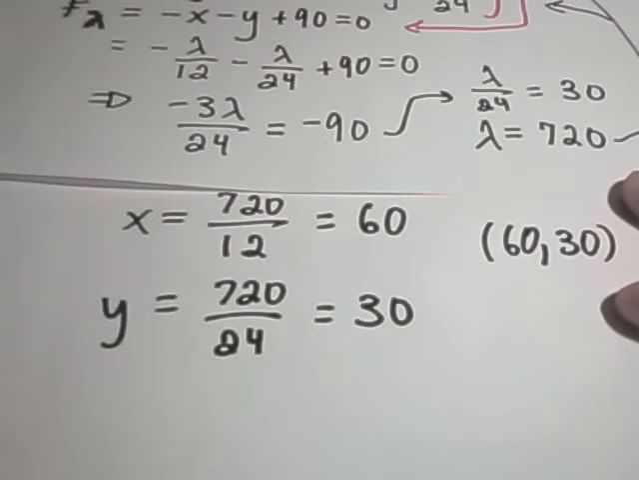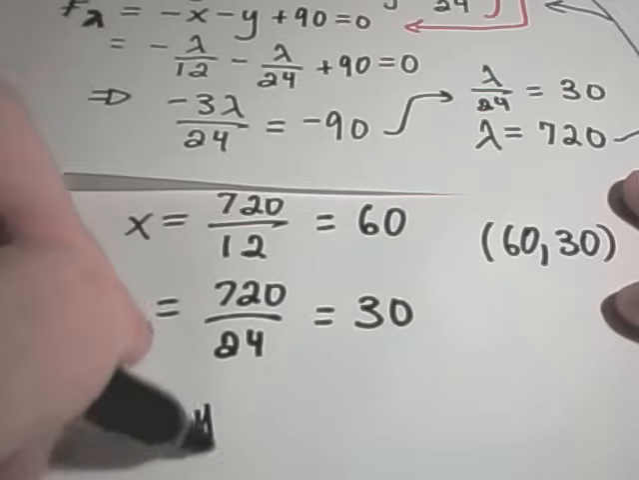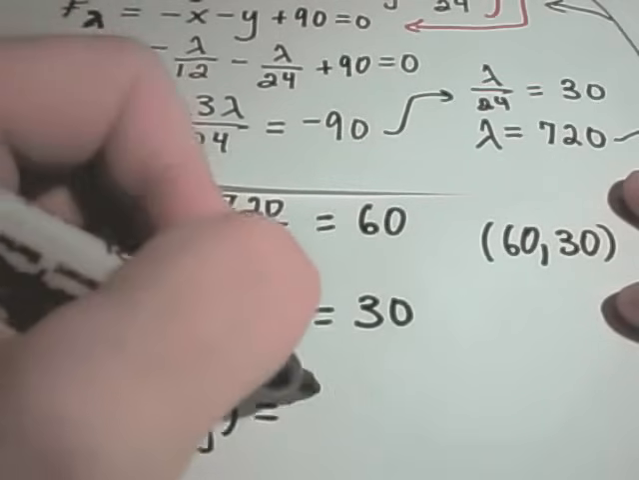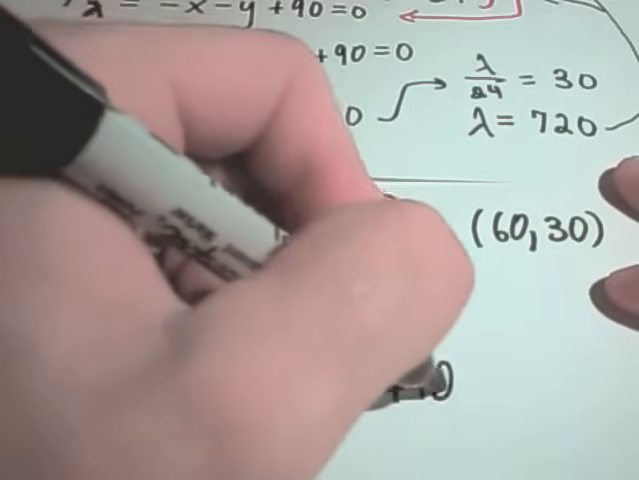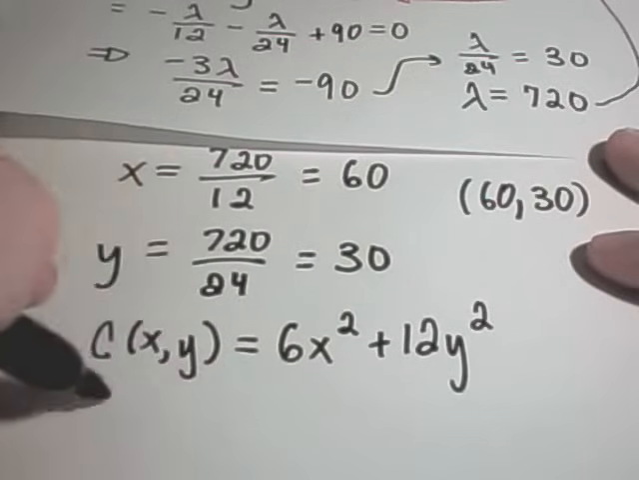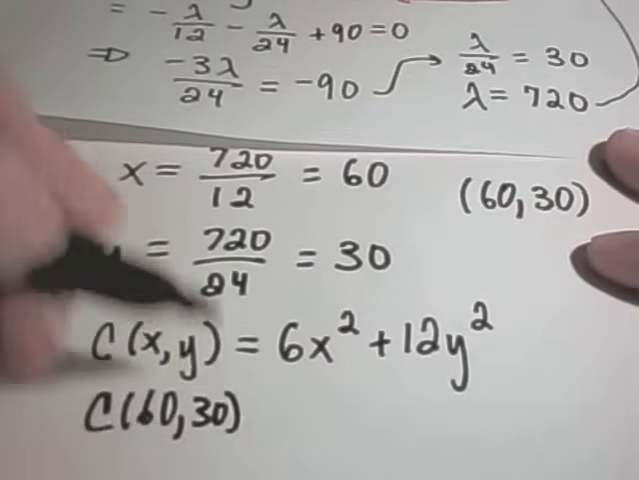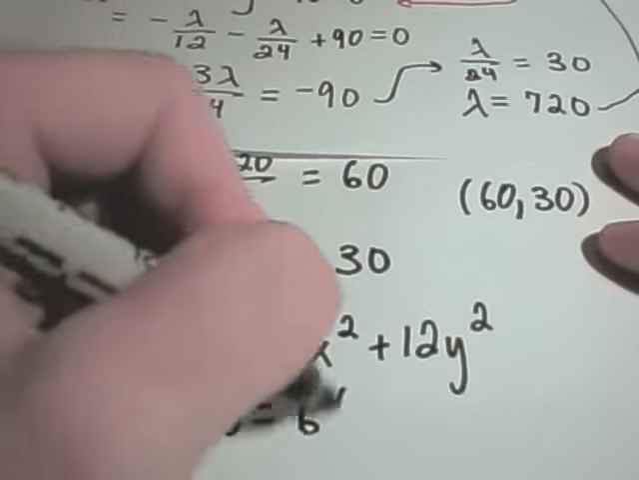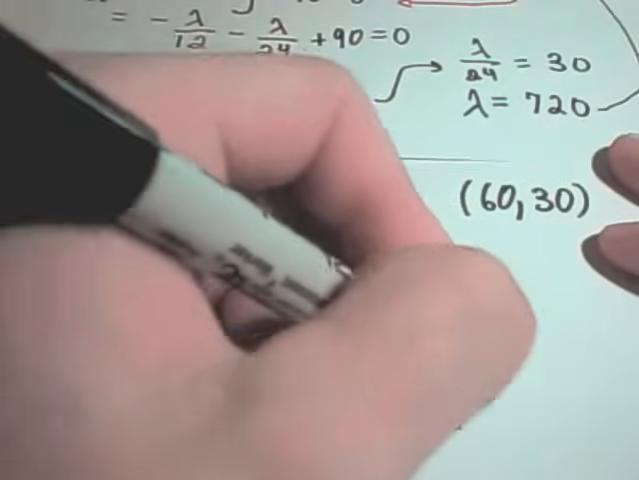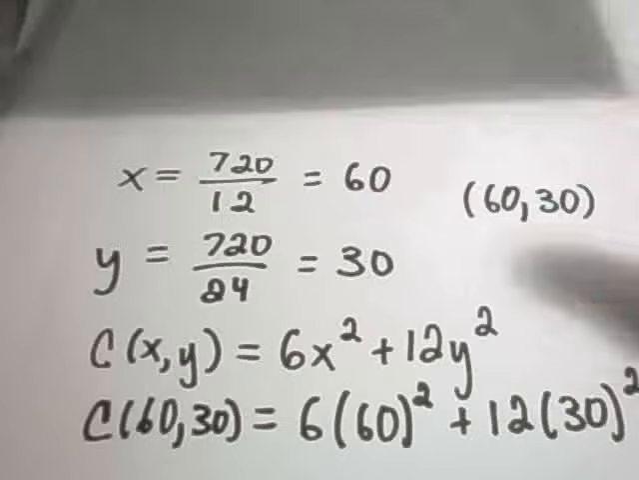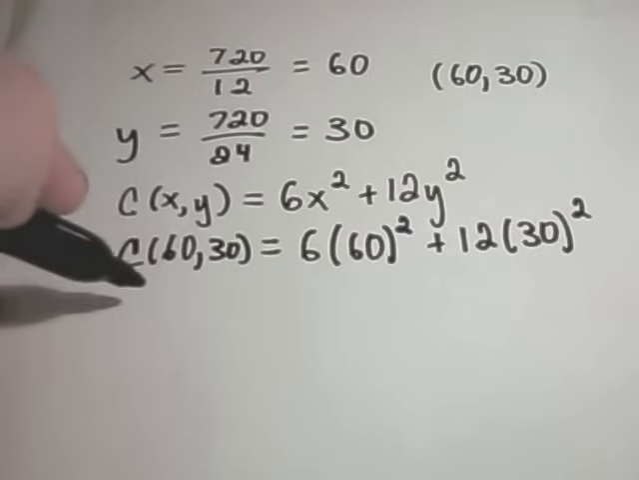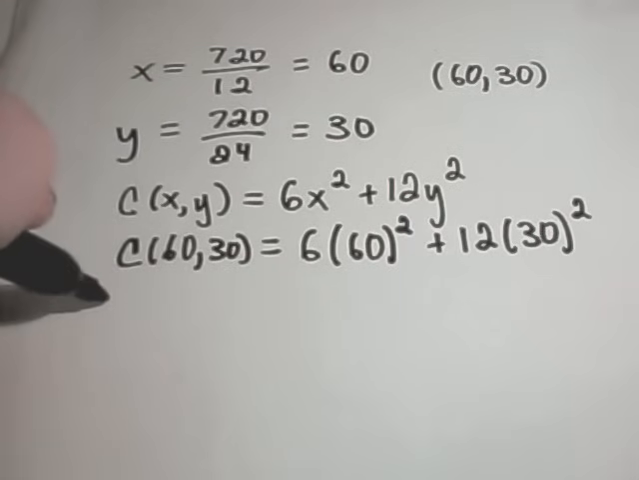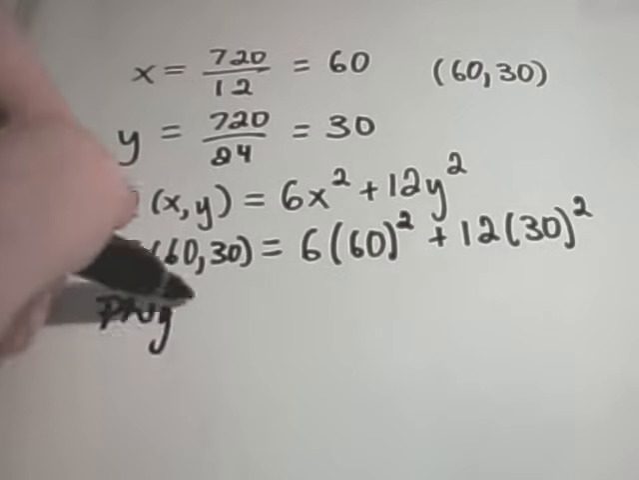What you need to do is plug those back into the original equation. The thing you're trying to minimize or maximize, in this case we're trying to minimize this cost function, 6x squared plus 12y squared. The cost of making 60 of one TV set and 30 of the other will be 6 times 60 squared plus 12 times 30 squared. And at this point this either has to be a maximum or a minimum. If you wanted to justify that it's a minimum cost, you could also take just some other point.